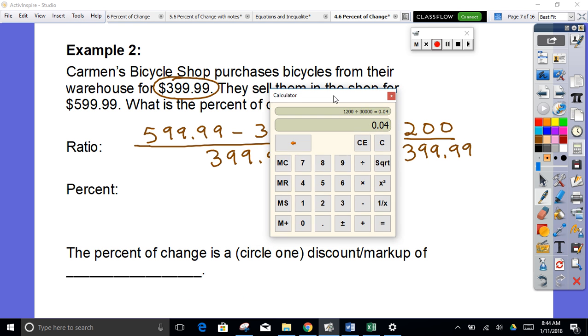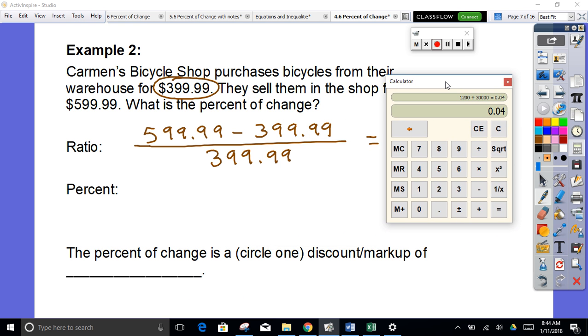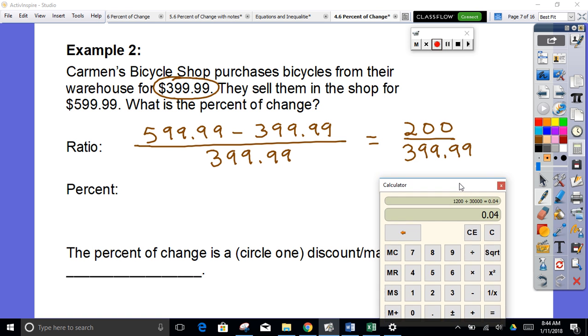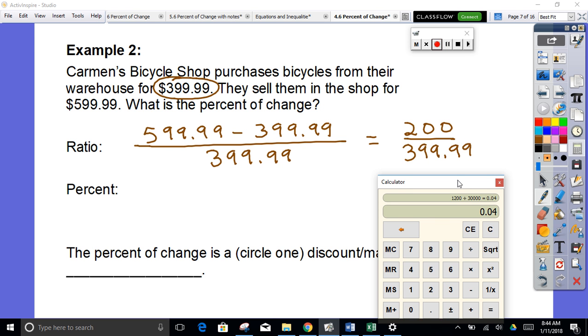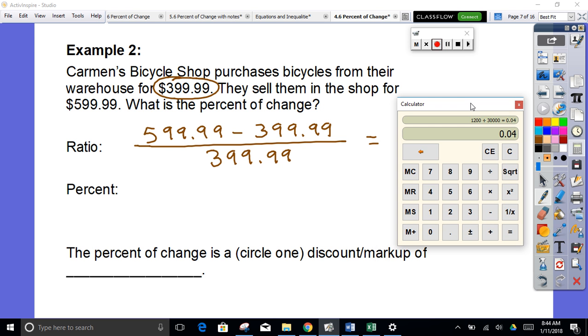Okay, now, something to be really careful about. A lot of you are going to be just clicking buttons on your calculator. Because of the way this is written, you have to do this and then hit equals before you divide by $399.99. I solved the top first and I got 200, so I'm going to do 200 divided by $399.99. Let's do that first, and then I'm going to show you what would happen if you didn't do it the right way.